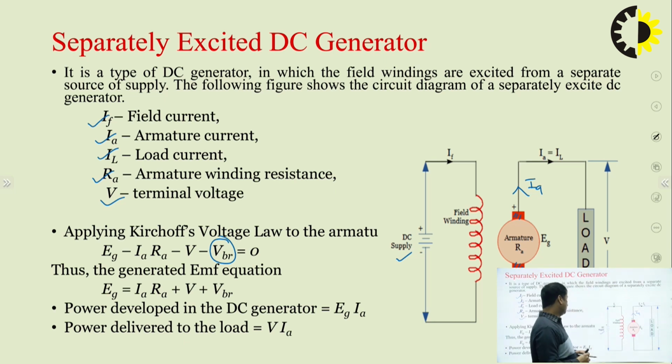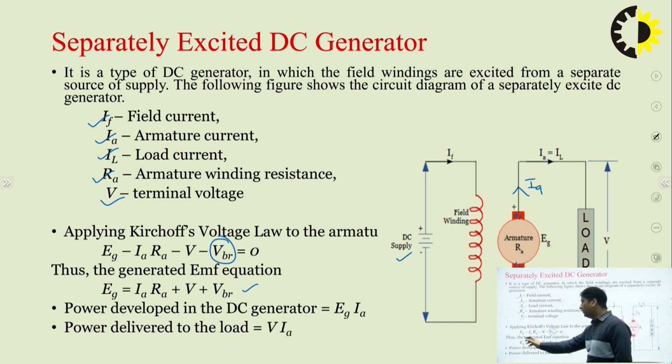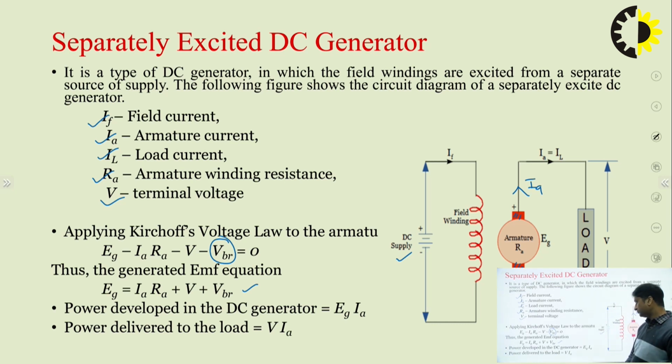Okay, so this voltage drop, suppose it's VBR, the brush voltage drop. From this we can say that the generated voltage is equal to IA RA plus V plus VBR. So we can calculate the terminal voltage or the required parameter from this equation. This equation is called the voltage equation of a separately excited DC generator.